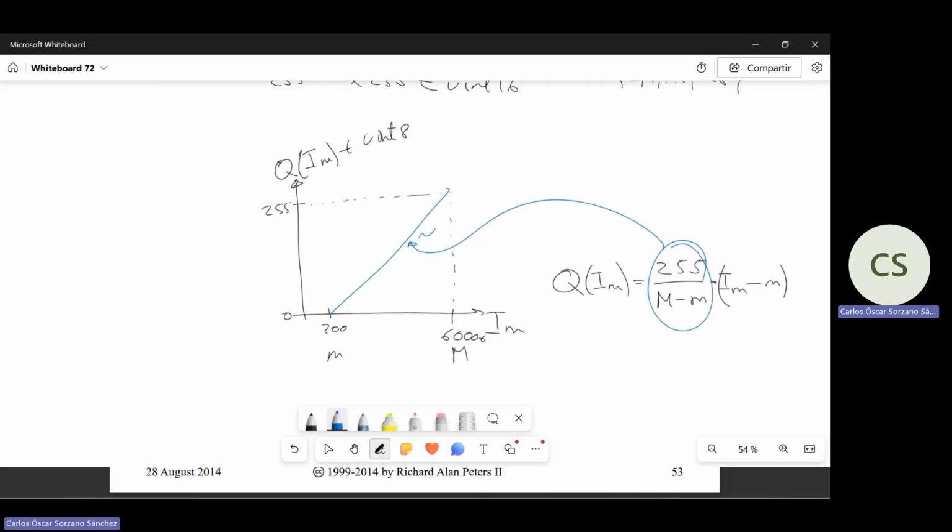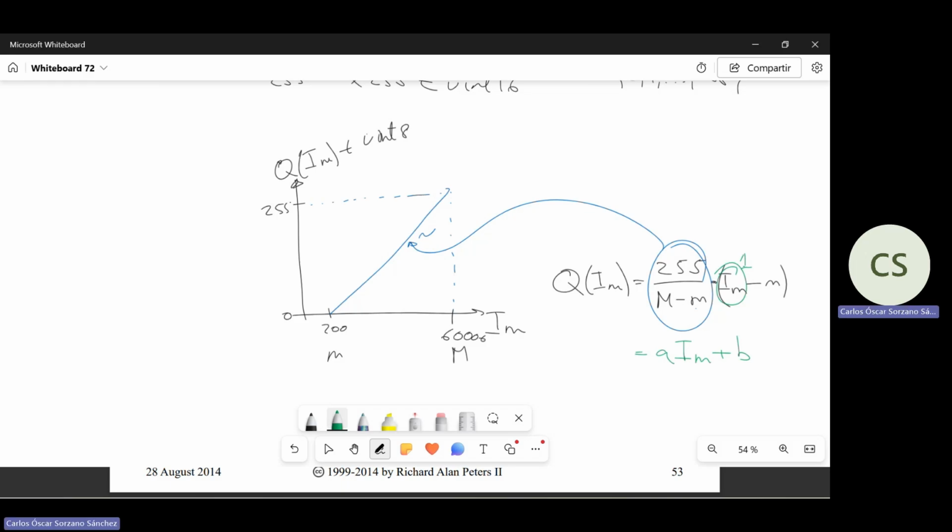It goes to 0. What if it takes the maximum value? If it takes the maximum value, it will be maximum minus minimum divided by maximum minus minimum, that is 1, and then multiplied by 255, that goes to 255. And it is a line. It is a line because it only participates to degree 1. So that is a line. That is the equation of a line. Okay? It has this shape.